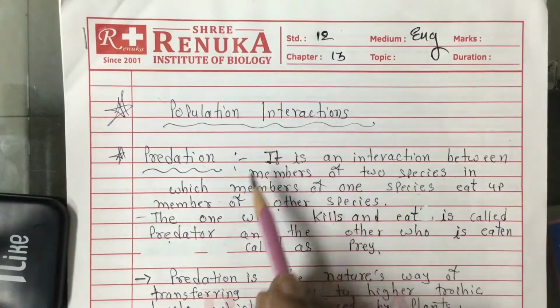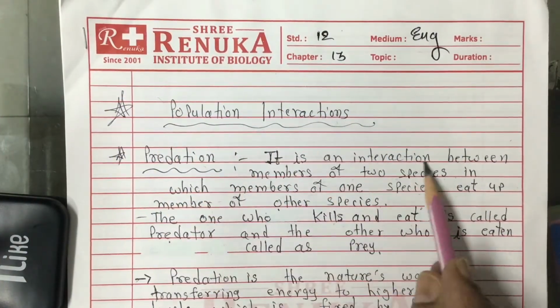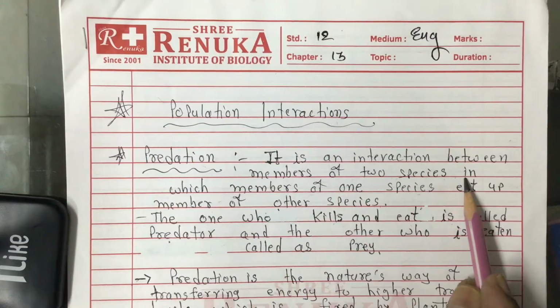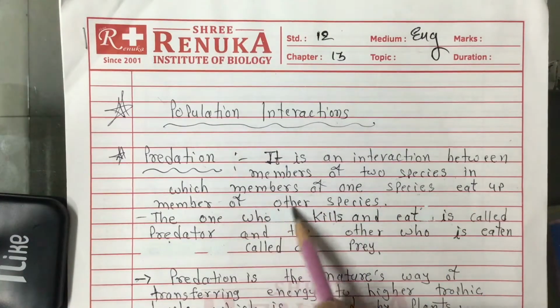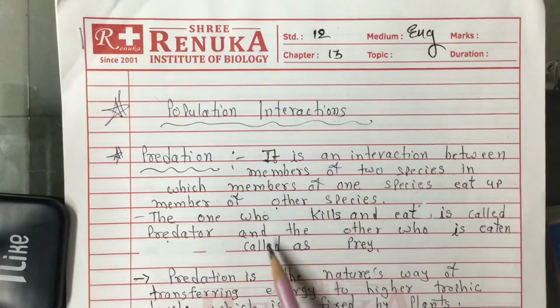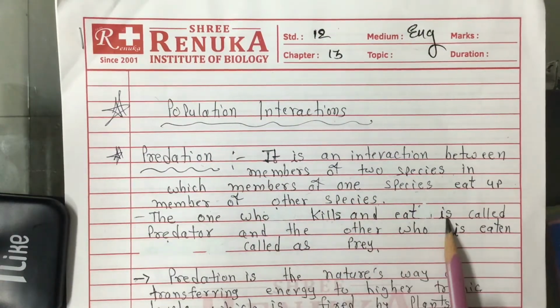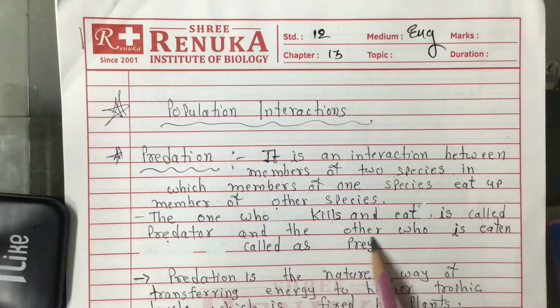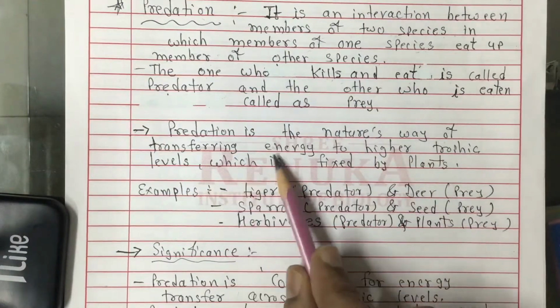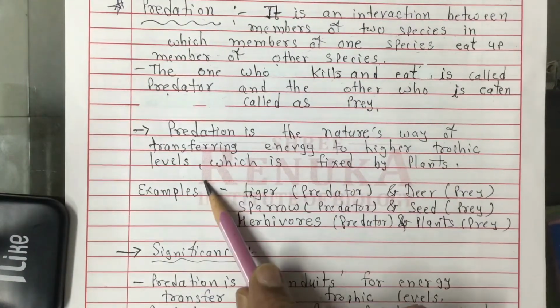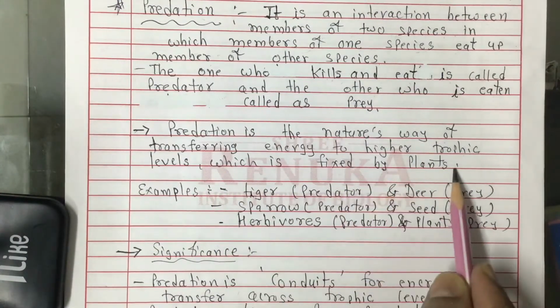Population interaction: predation. It is the interaction between the members of two species in which members of one species eat a member of the other species. Simply, the one who kills is called the predator and the other who is eaten is called the prey. Predation is nature's way of transferring energy to higher trophic levels, which is fixed by the plant.